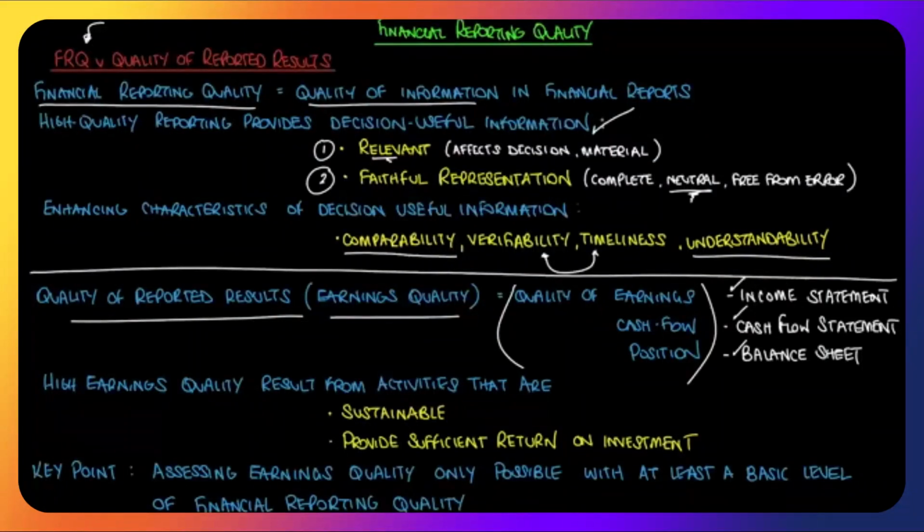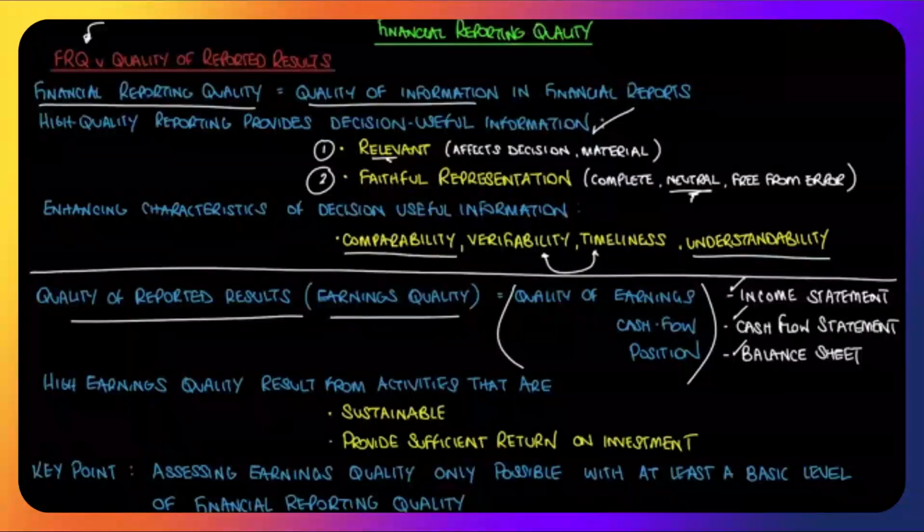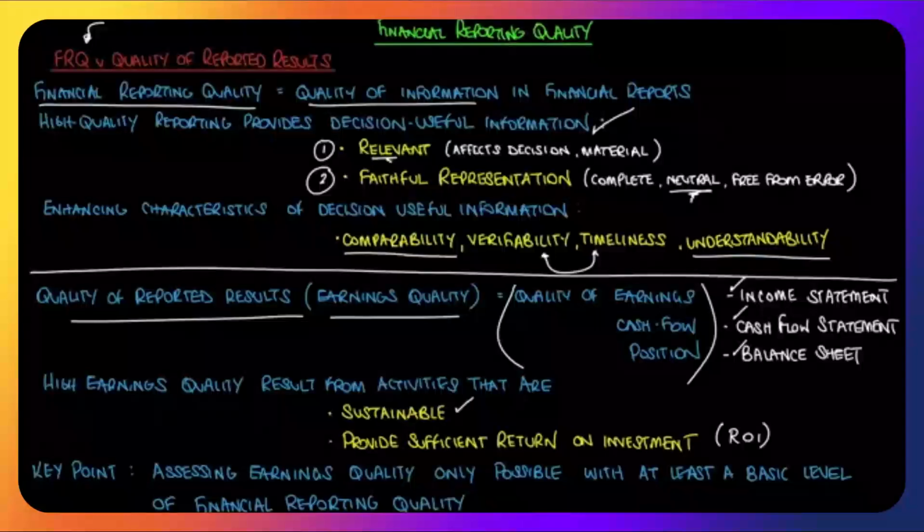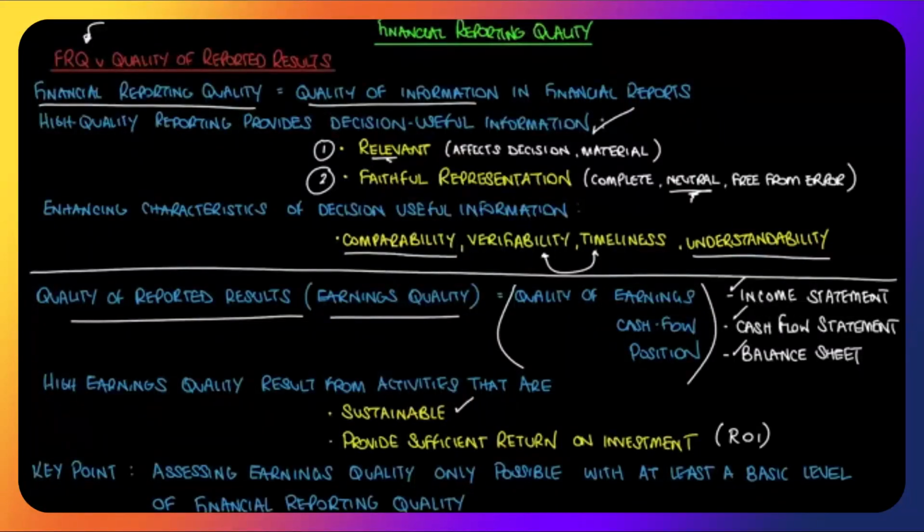Now, what constitutes high earnings quality? Those earnings result from activities that are sustainable and provide a sufficient ROI. Two separate things, obviously. Sustainability. We talked a little bit about this in the understanding the income statement module. Sustainability means, will it keep going in the future? When I analyze the income statement today and for the past 5 years and get a trend, is that trend going to keep going? Or am I looking at an income statement with a big one-off boost to earnings that isn't going to repeat?